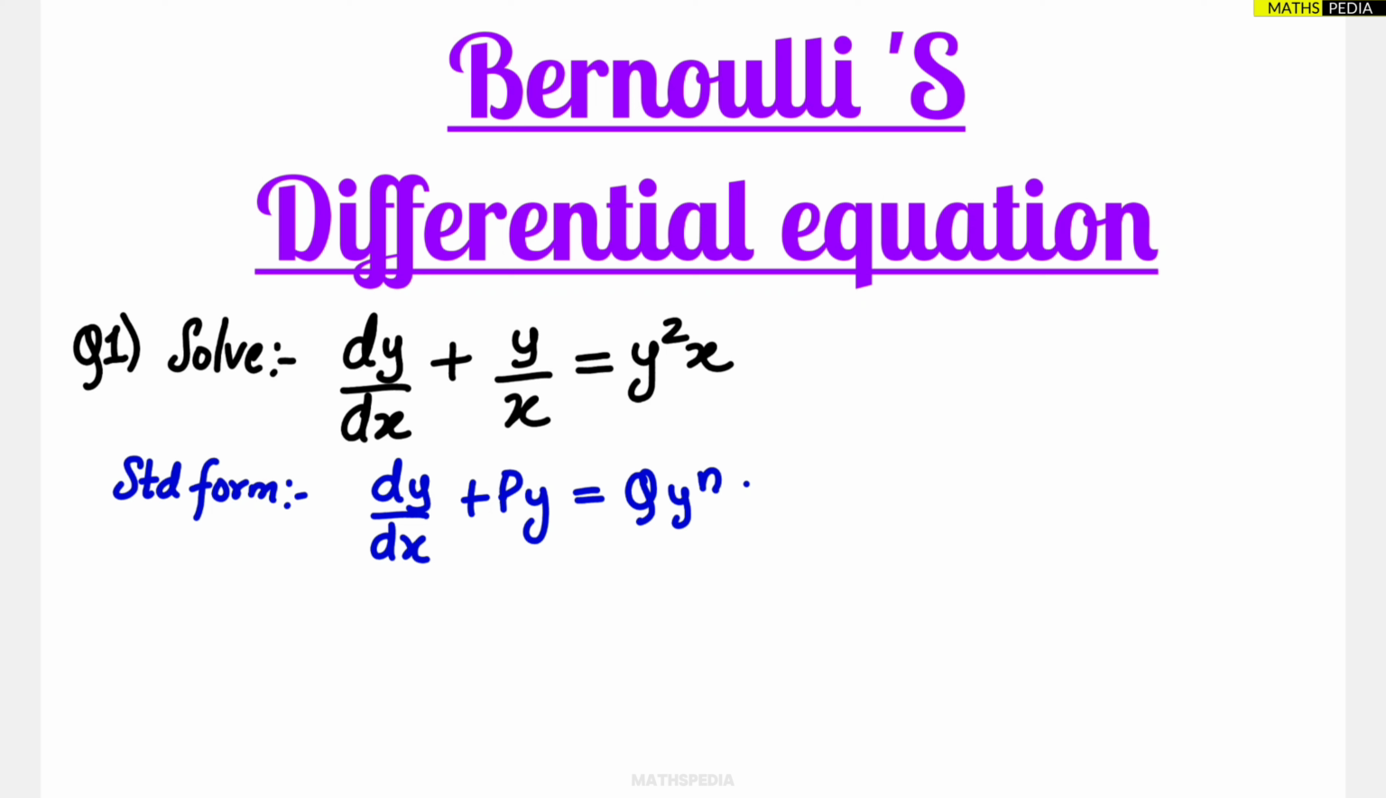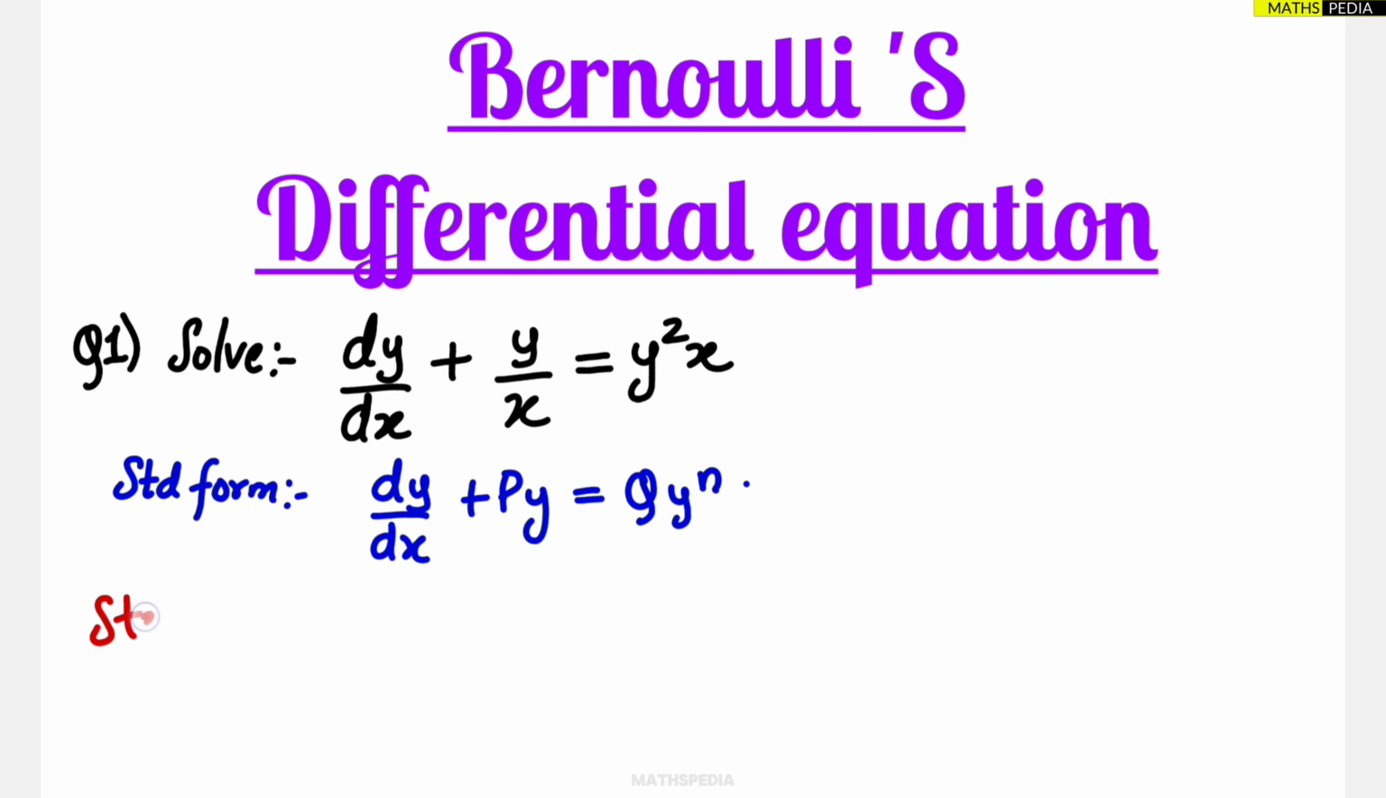And one more thing you can observe: for the Bernoulli's differential equation, along with q, which is a function of x, we are having y power n. You can observe here y power 2 is there. So that is nothing but Bernoulli's differential equation. Then Bernoulli's we had two, one in x variable, another in y variable. So you have to solve the problem, right?